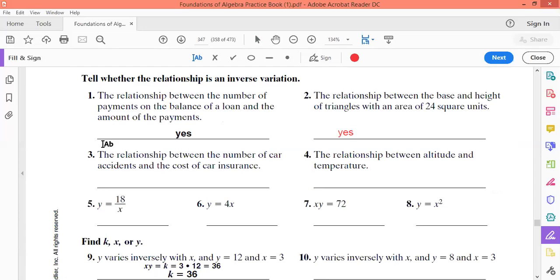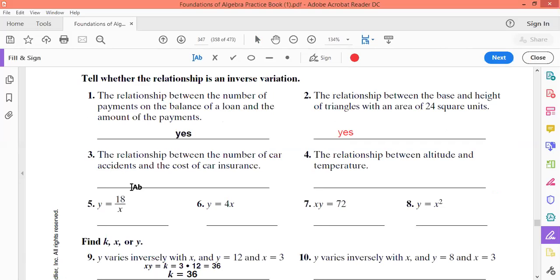Listen to me. Now try to understand this question. Who will read this one? Yahya, could you please read this one? Question number three. Yahya is not here. Mazin, you read it. The relationship between the number of car accidents and the cost of the car insurance.